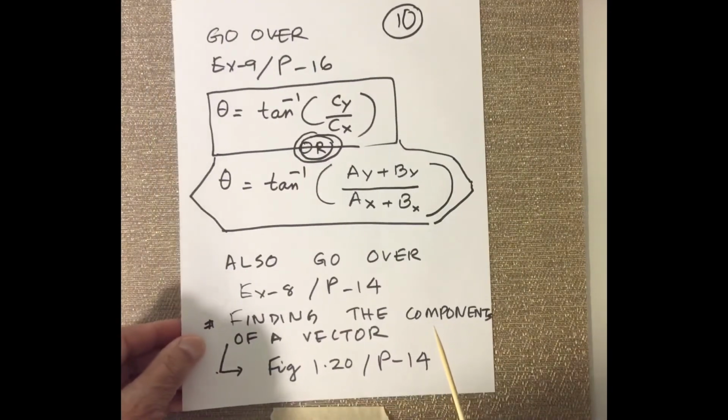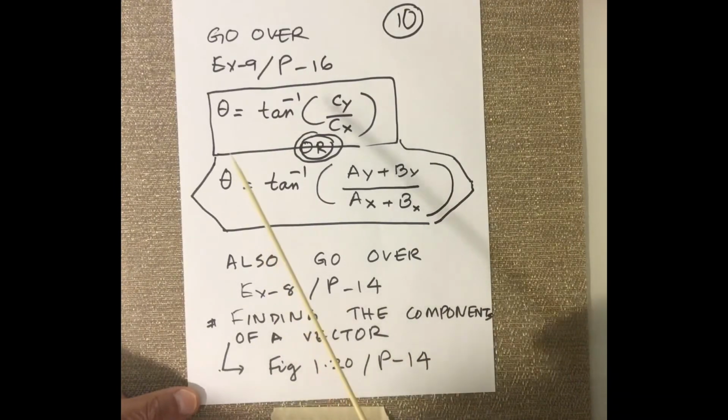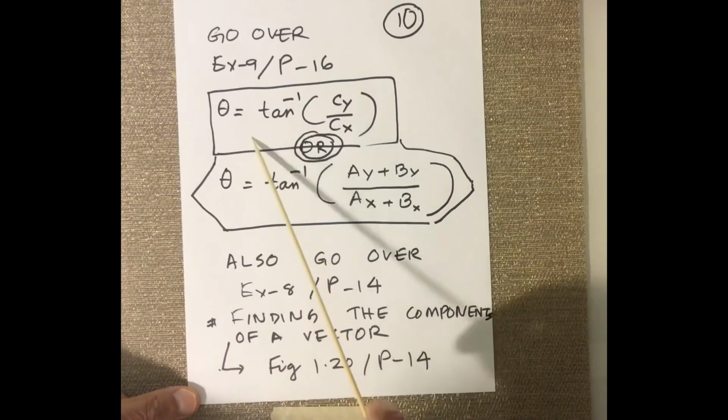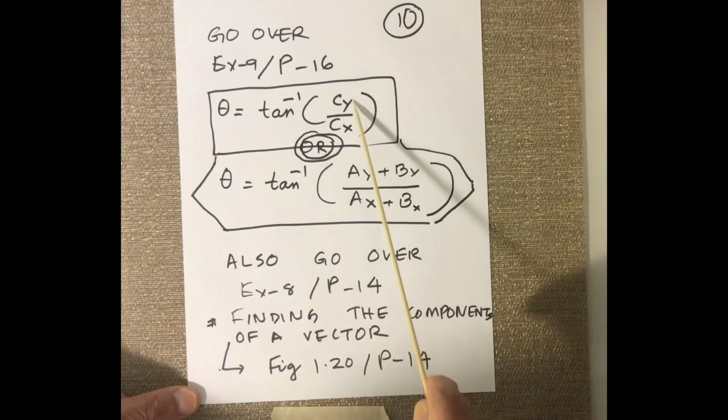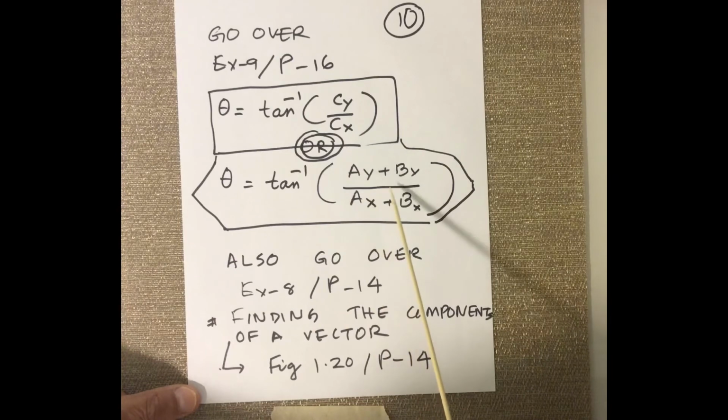Now once we find the resultant as C, we also have to figure out the angle. Theta is tan inverse cy over cx. Again, theta will be tan inverse of ay plus by over ax plus bx.